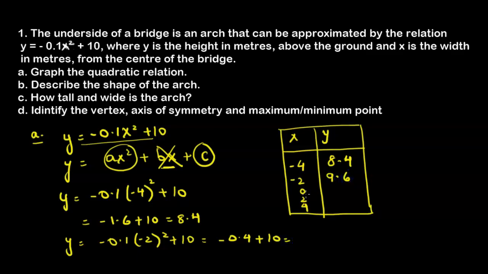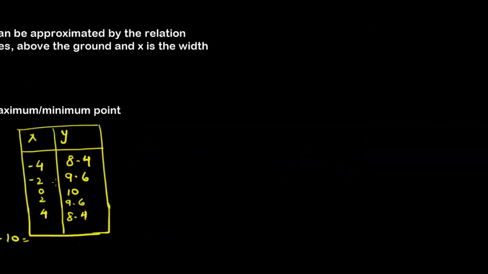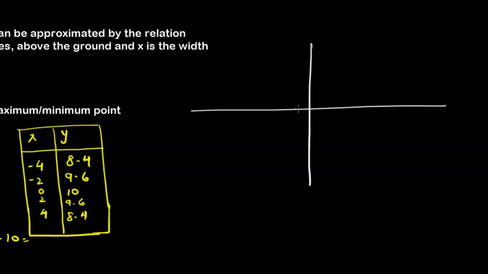When we sub in x as 0 here, we are left with y equal to 10. When we sub in x as 2 here, the value that we get is 9.6. And when we put 4 here, we again get the value of 8.4. Now we would use this table to turn it into a graph. Let's say this is the grid. Now we would plot the x and the y values in the grid.